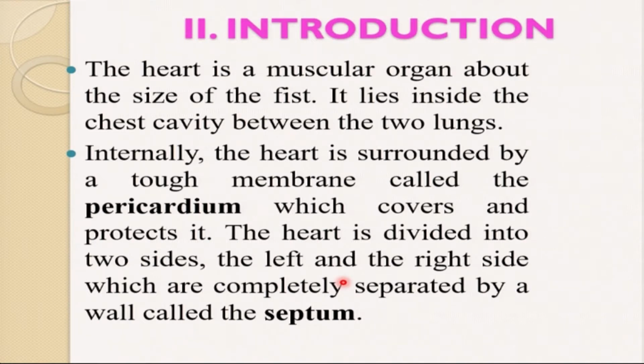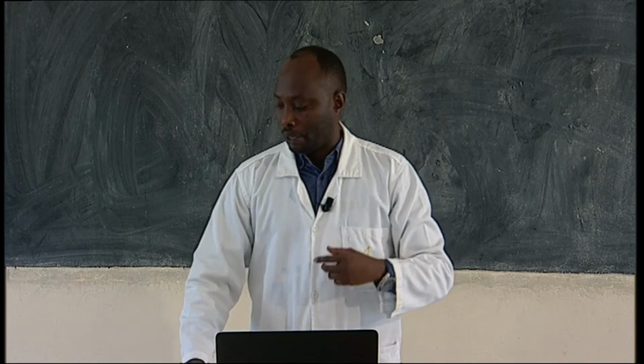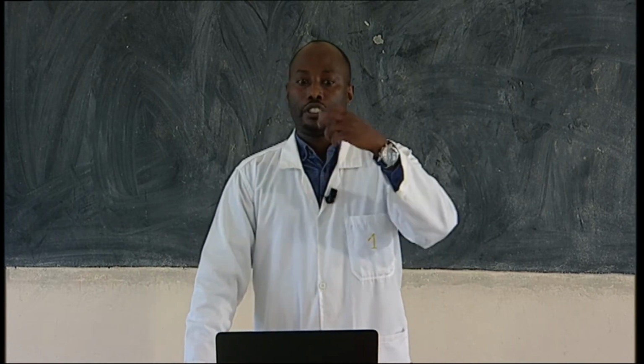And externally, the heart is surrounded by a tough membrane called the pericardial membrane. It is the membrane that normally surrounds the structure of the heart, and which covers and protects it. So it means that the heart is a muscular organ, and it is found in our chest cavity between the two lungs. And it is surrounded by a tough membrane. That membrane in biology is called the pericardial membrane, which covers and protects the heart.